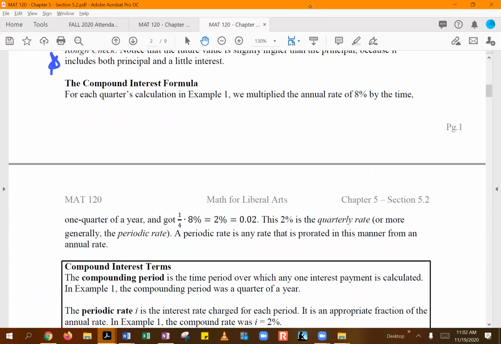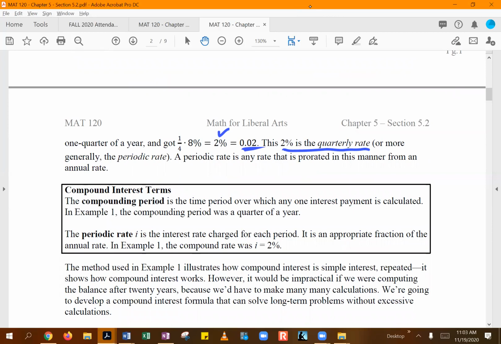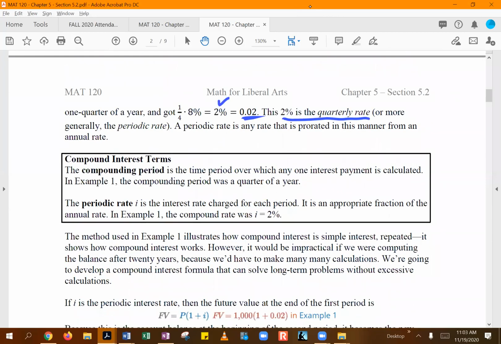first quarter. So your compound interest formula, as you can see, when we did our little 8% multiplied by just a quarter, 1/4 of the time, it gave us 2% as our interest rate for a quarterly time period. So what happens here is they're talking about the compounding period, which is the time period over which any one interest payment is calculated. So, the compounding period in our example that we just looked at was a quarter of a year.